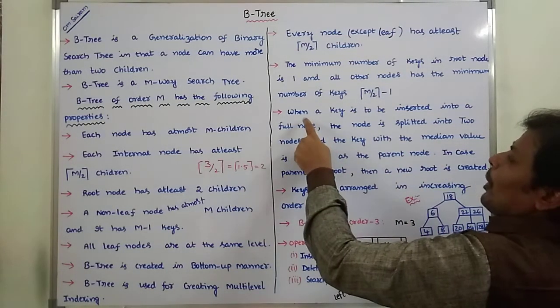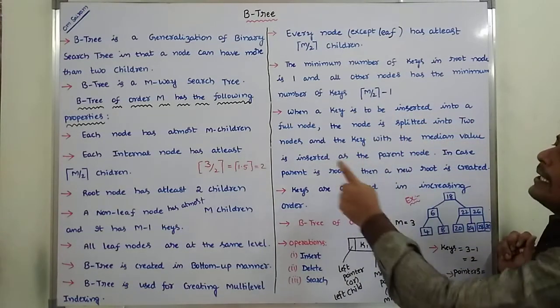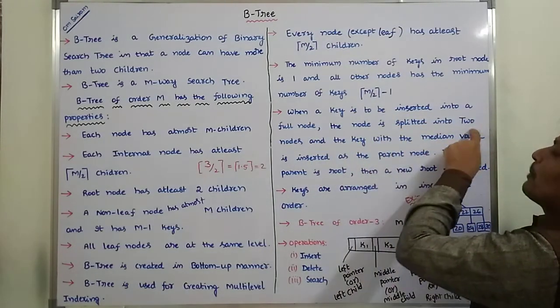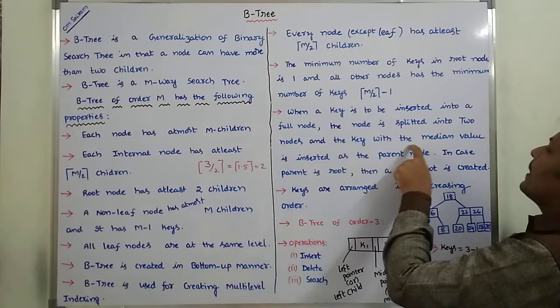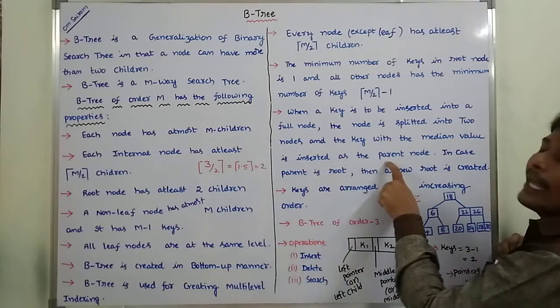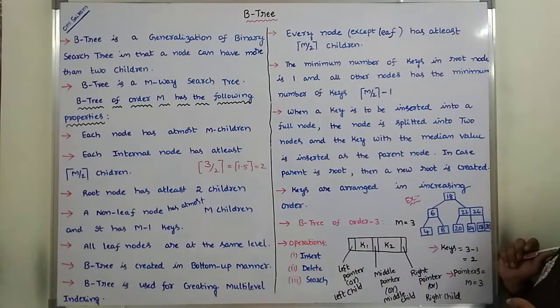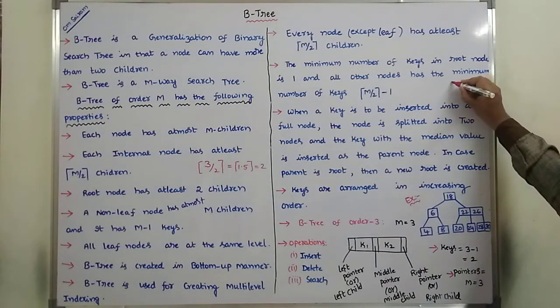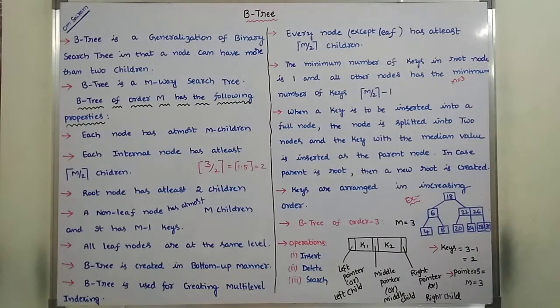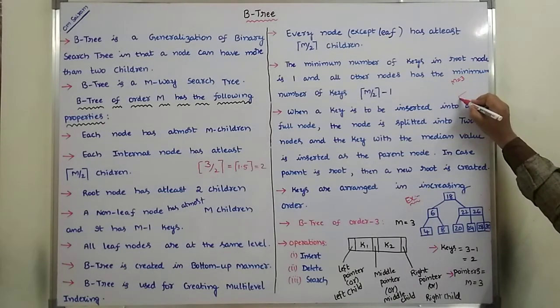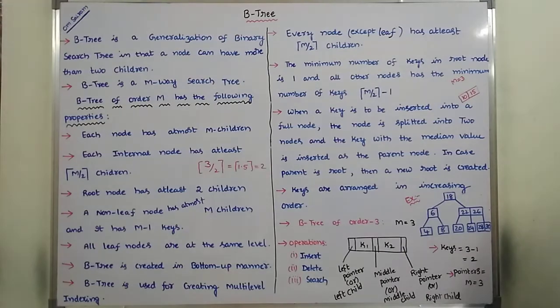Next point, when a key is to be inserted into a full node, the node is split into two nodes and the key with the median value is inserted as the parent node. In case the parent is root, then a new root is created. For example, suppose m is equal to 3. Now I am inserting a node. In this one, this is 10 and this is 15. 10 and 15 are there. I want to insert 12.